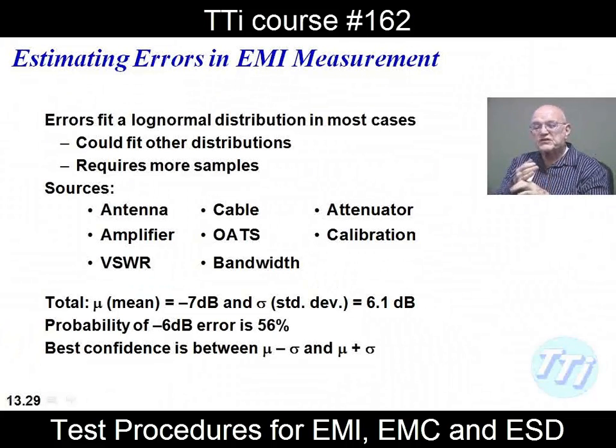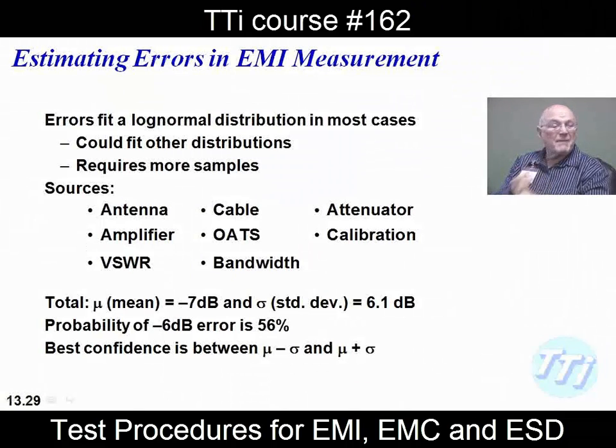You can see the sources of uncertainty are the antenna, the amplifier, now a lot of people call this the VSWR, voltage standing wave ratio. That's what it means. Cabling, any cabling that you're using in the measurement process has a certain amount of attenuation, a certain amount of impedance. If you take a look at the typical cable you're using, it's 50 ohms impedance, but it also has capacitance, inductance, and things of that.